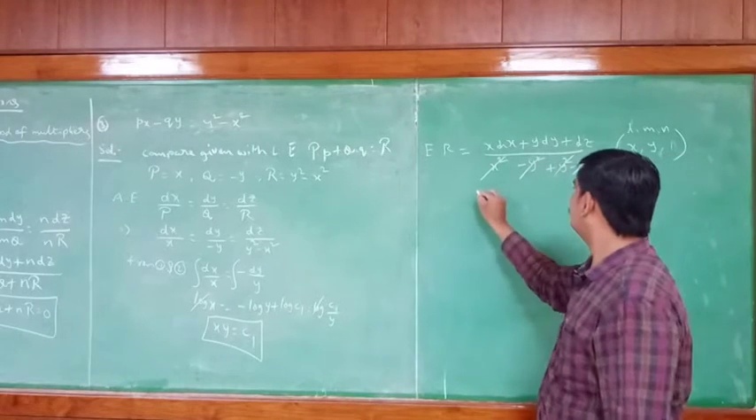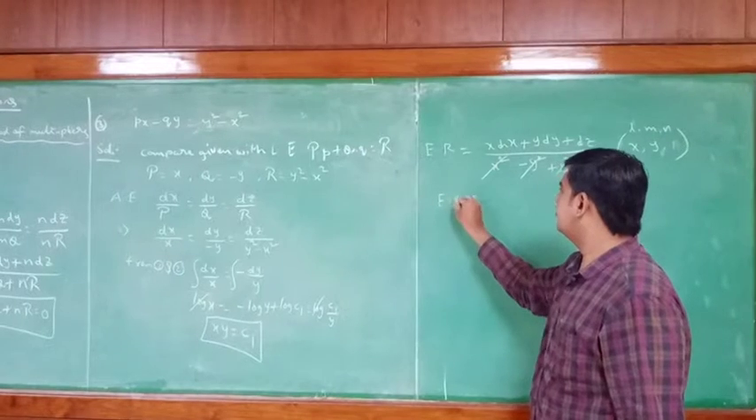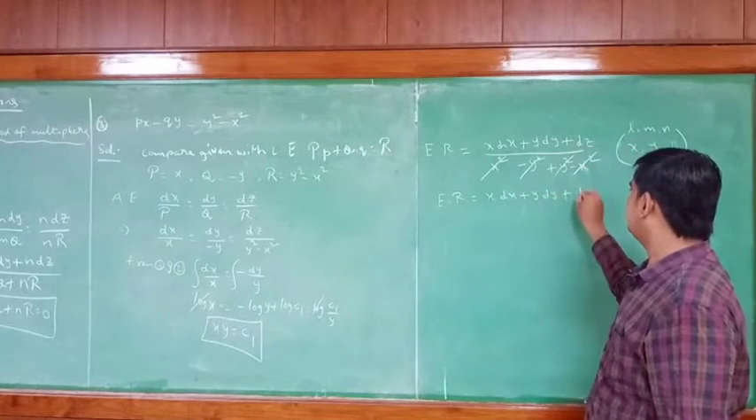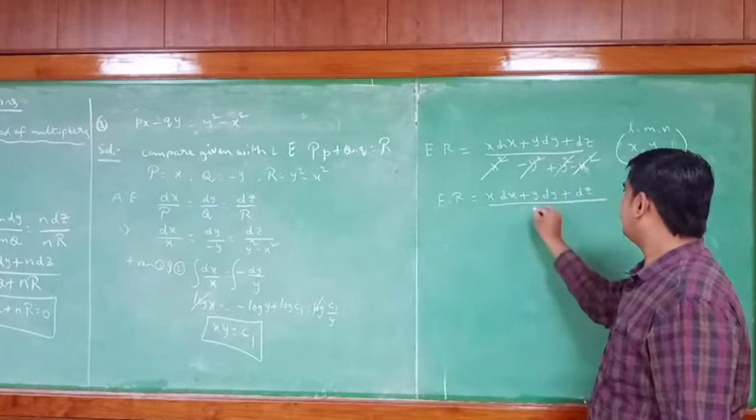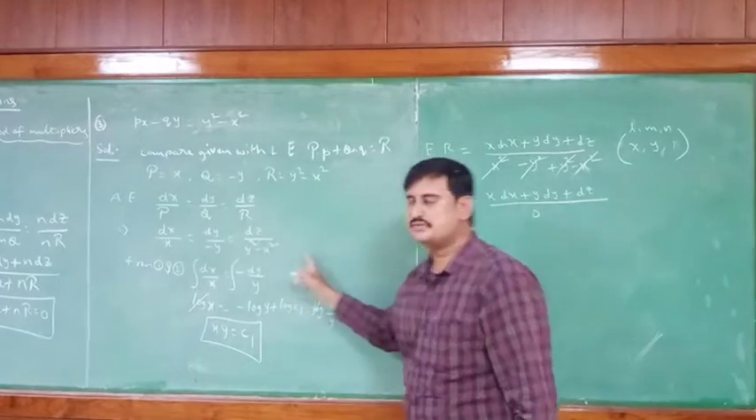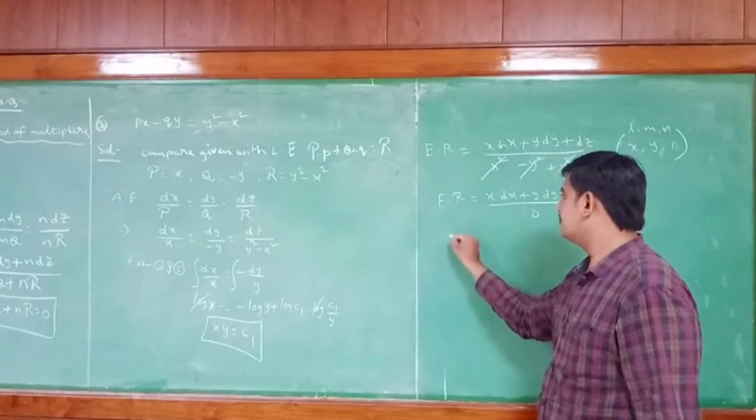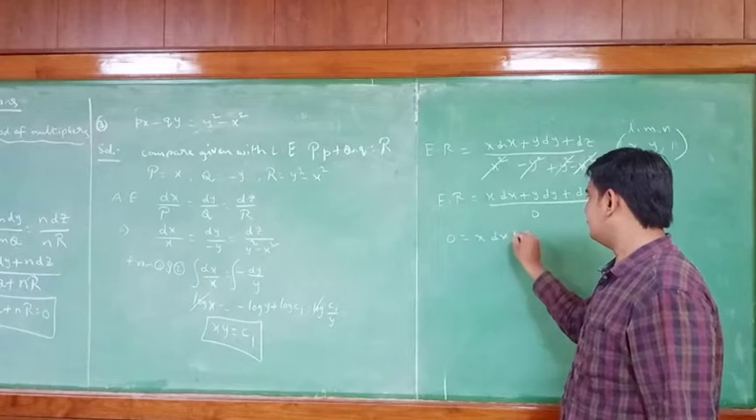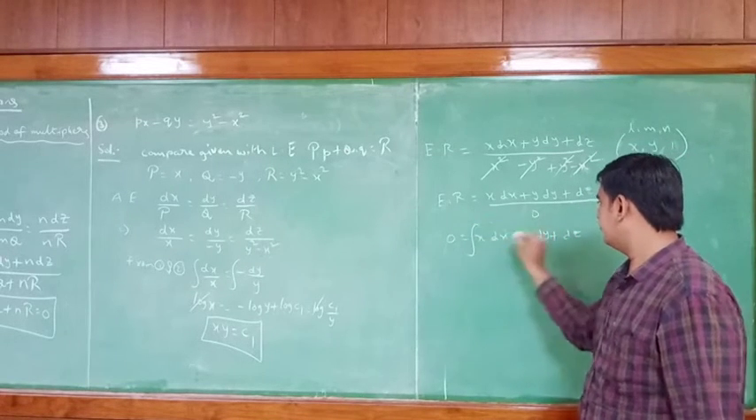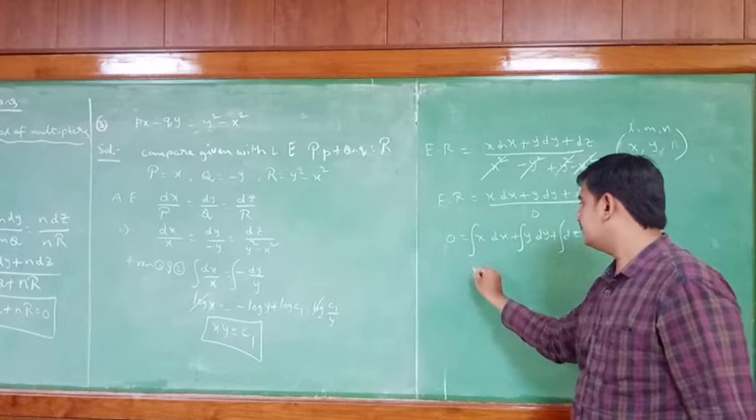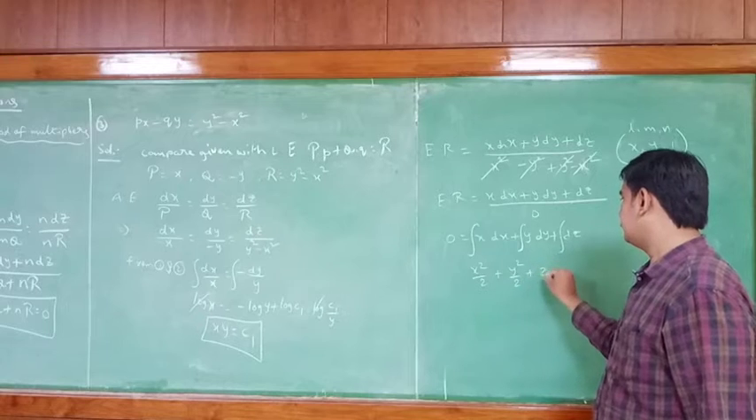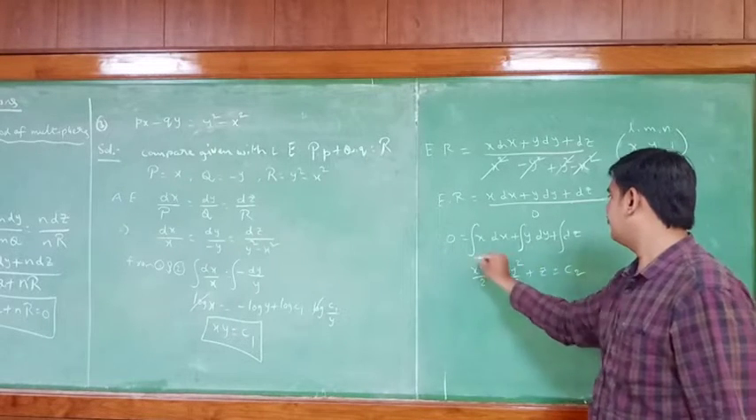So therefore this is equal to each ratio, x dx plus y dy plus dz by 0. Correct? So cross multiply this 0, we have each ratio. That means we have 3 ratios here. So 0 into anything becomes 0, equal to x dx plus y dy plus dz. Now integrate here. If I integrate, integration of x is what? x square by 2. Integration of y is y square by 2. Integration of dz is z, equal to C2.